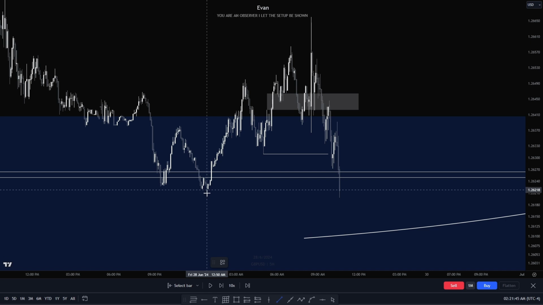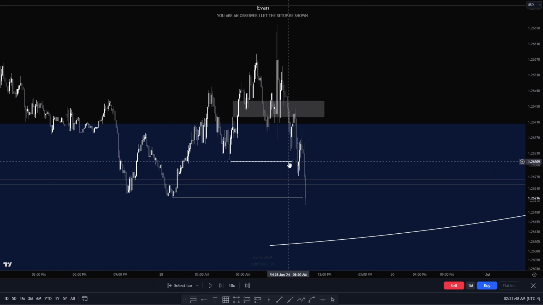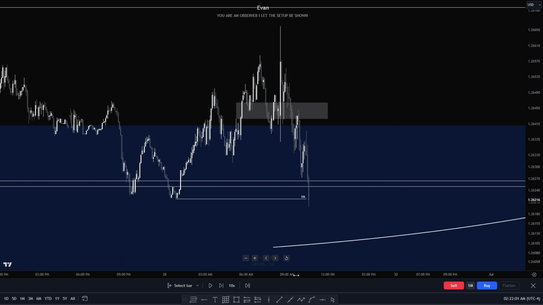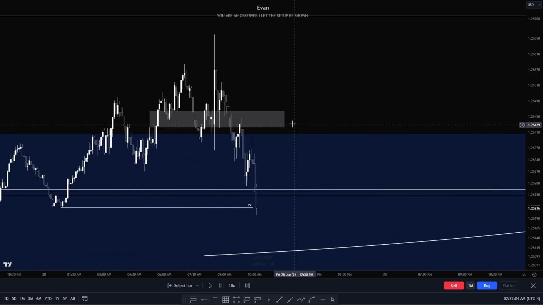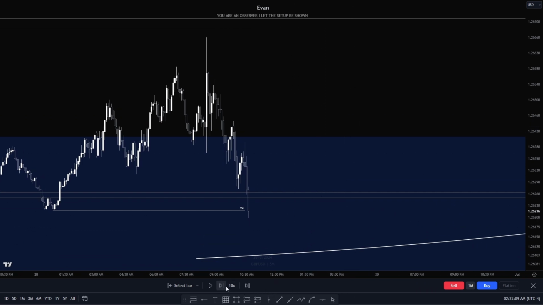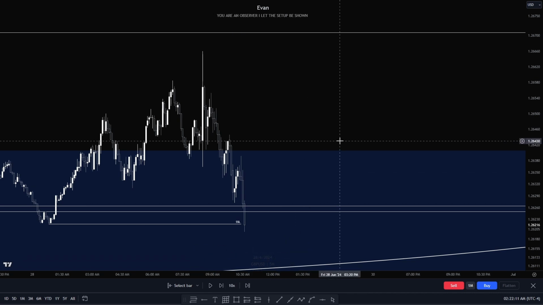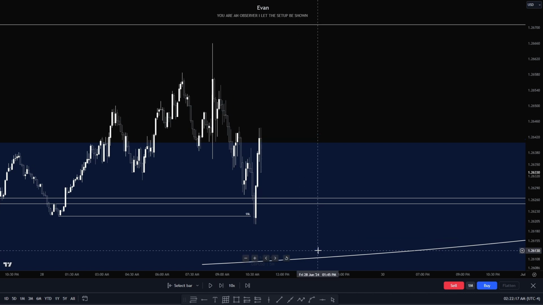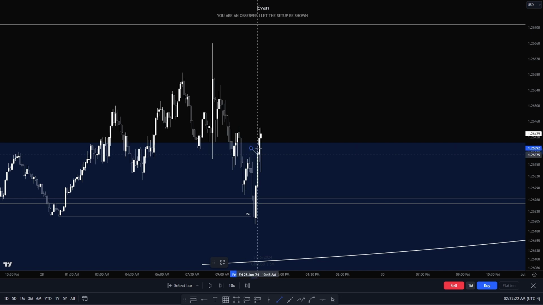Now we retraced back into the 4-hour fair value gap, which is these two white lines, sorry, and we just swept this sell side right here. Now, if we get a reaction off this and get good displacement back up into the range, that's the market telling me that it wants to go higher towards my drawn liquidity, right? So we get pretty good displacement. We get a market structure shift right here.